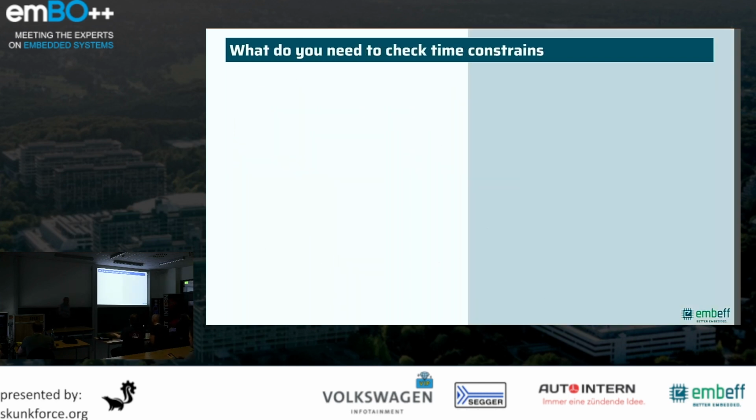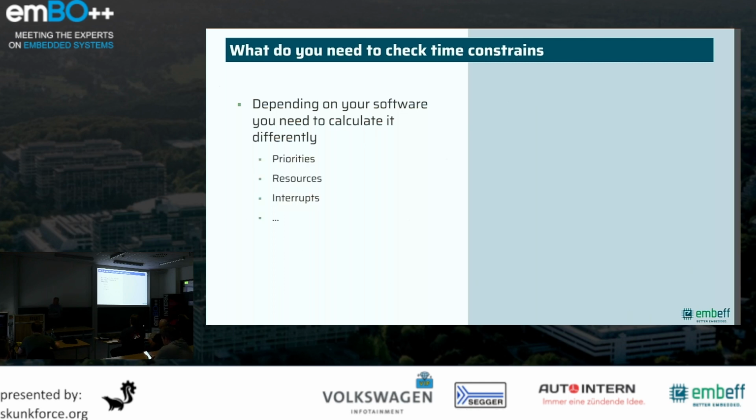So what do you need to check time constraints? First, you need to know what you are looking for. What constraints do you need? Depending on the construction of your software, there are different things. You have some tasks with priorities. You have some resources that are blocked, probably some interrupts or other things. All those things have influence on how you calculate your deadlines, and they have influence on the execution time.